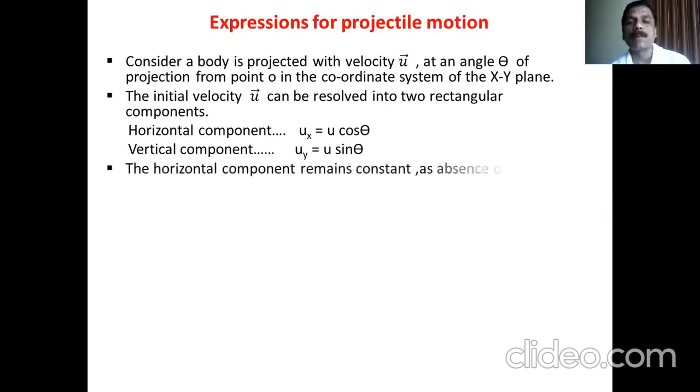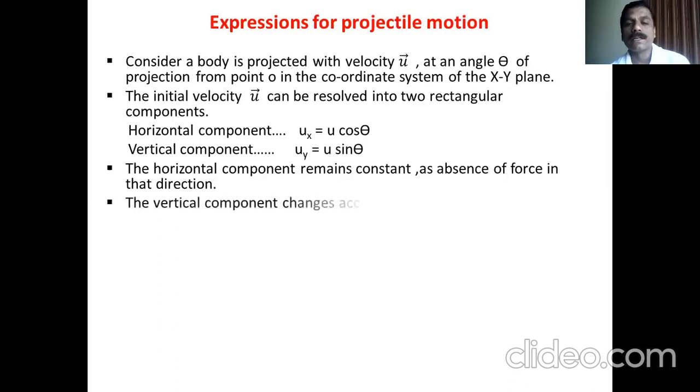The horizontal component remains constant because of the absence of force in that direction. The vertical component of the velocity will change according to this equation. We know this is the first equation of motion, that is v is equal to u plus at, but it is used along the y-axis, so it is written as vy is equal to uy plus ay into t.